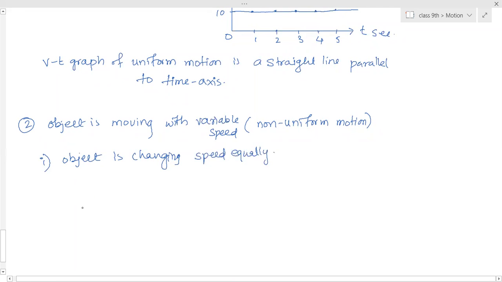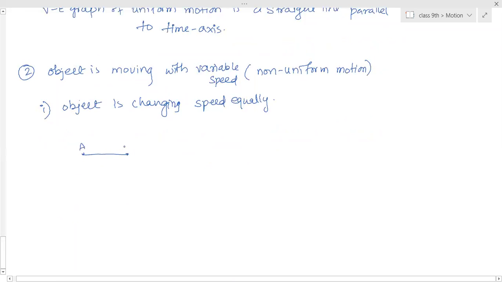This means moving from A to B, the initial speed is 0 meters per second at point A, and at point B it has increased by 10 meters per second. Now moving from B to C, the speed has increased equally. The difference between 10 and 0 is 10, so at point C the speed changes to 20 meters per second.